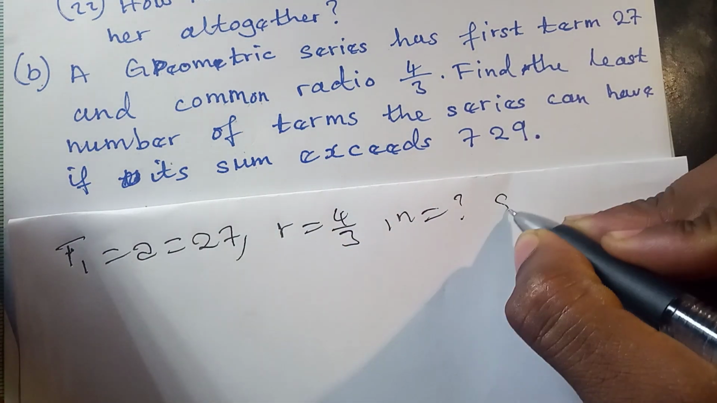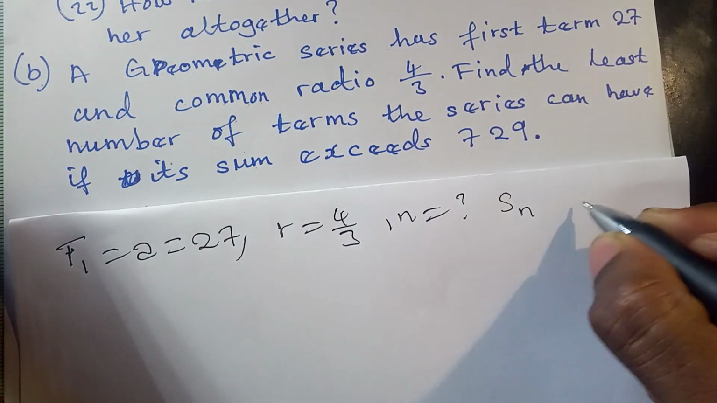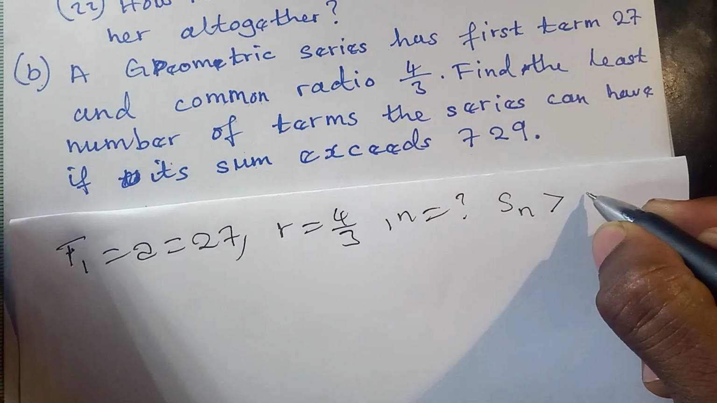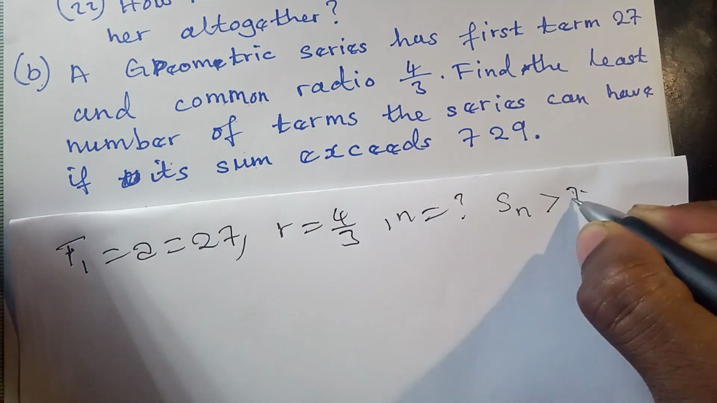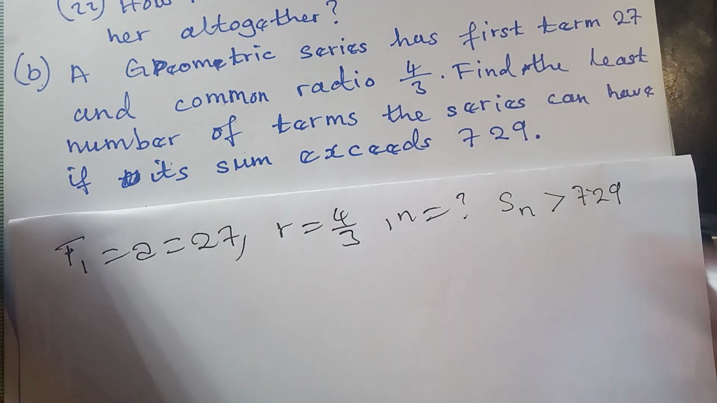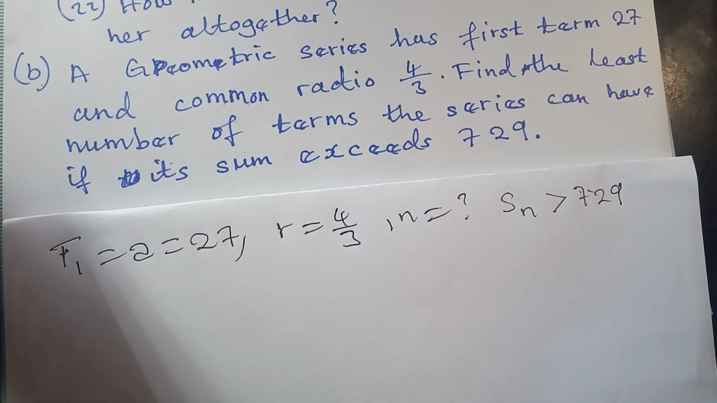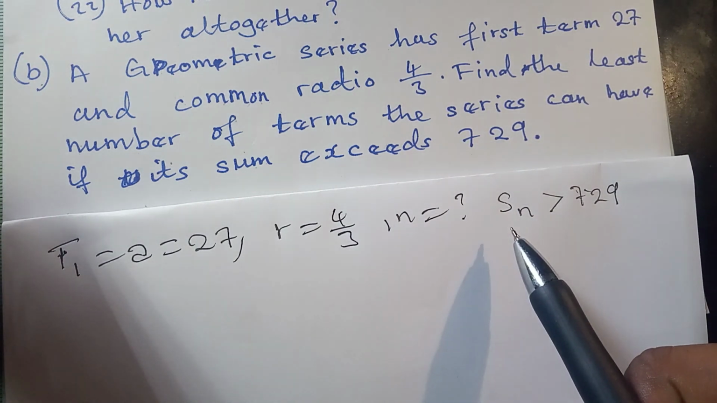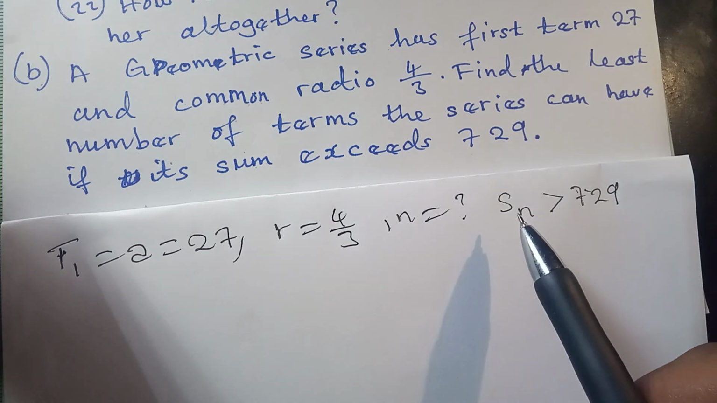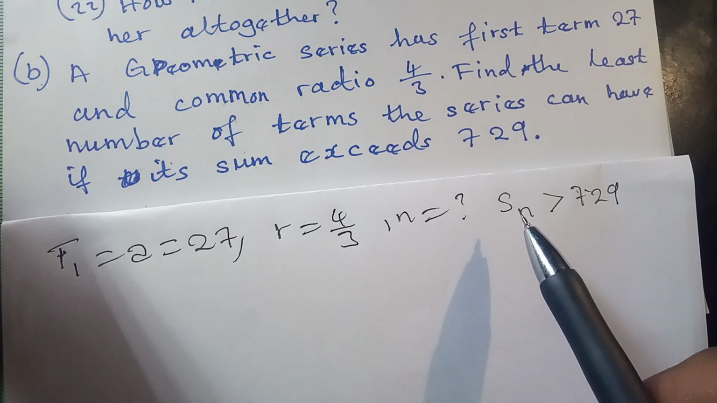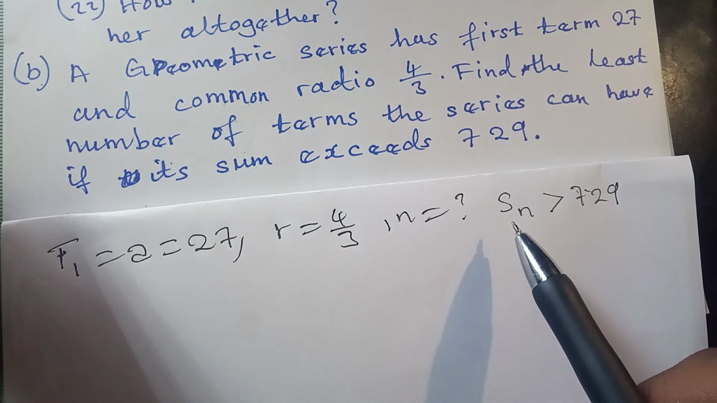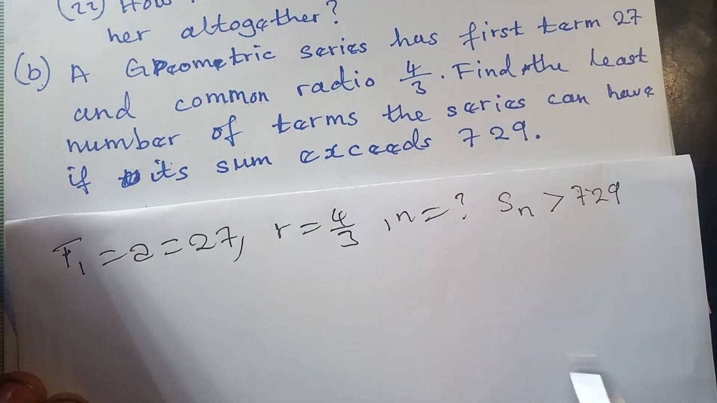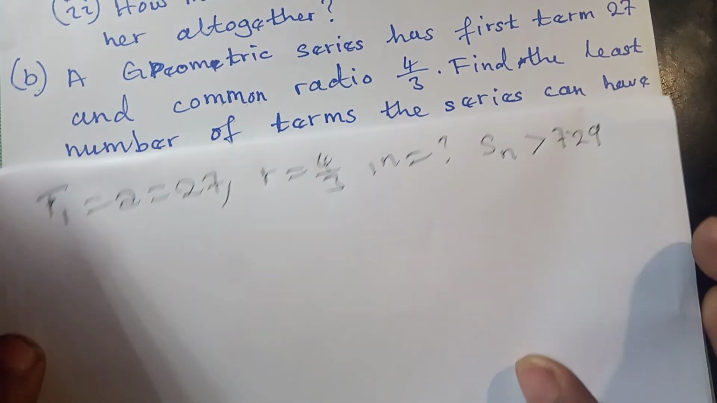if its sum exceeds 729. So this is the data. We have to solve the inequality for n. And remember, n can only be an integer. It has to be a counting number. You can't have decimal numbers.